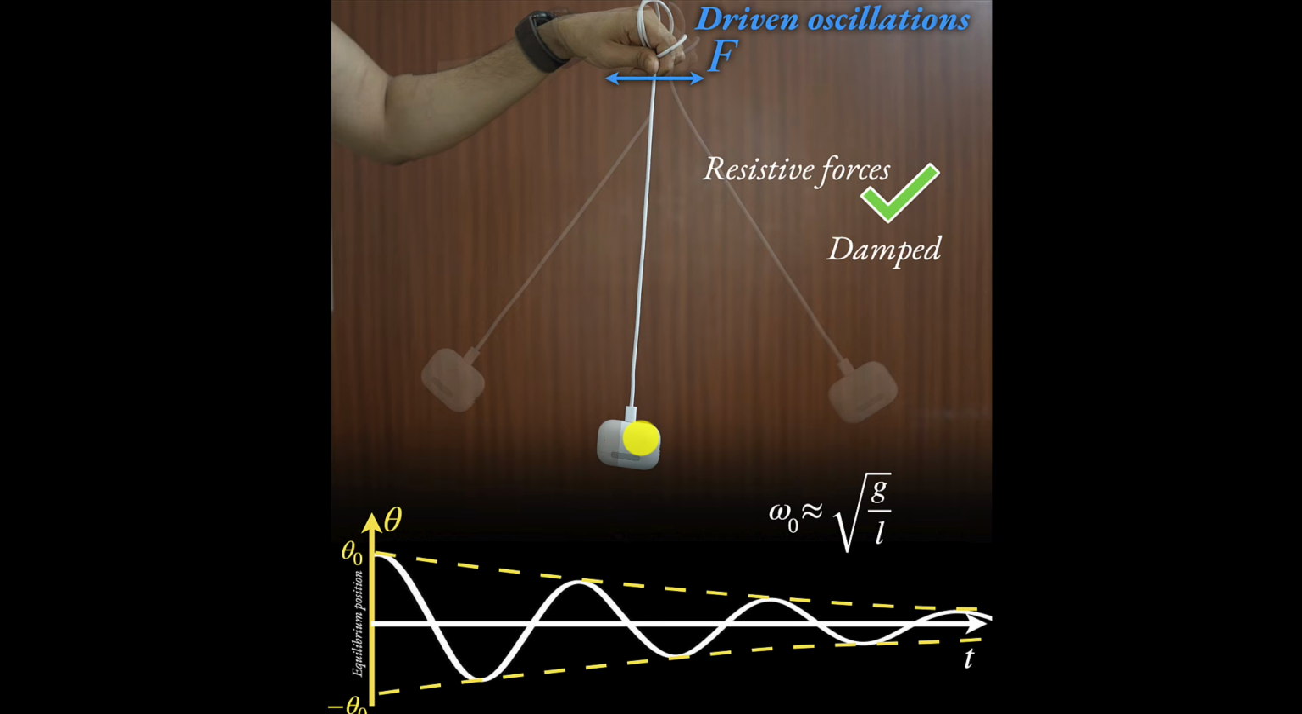So let's again do a demo. We will do 3 demos. In the first, we'll drive this pendulum at a frequency much lower than its natural frequency. Then in the second one, we'll drive it at a frequency much higher than its natural frequency. And in the third case, we'll try to drive it exactly at the natural frequency. And let's just concentrate on the amplitude, okay?